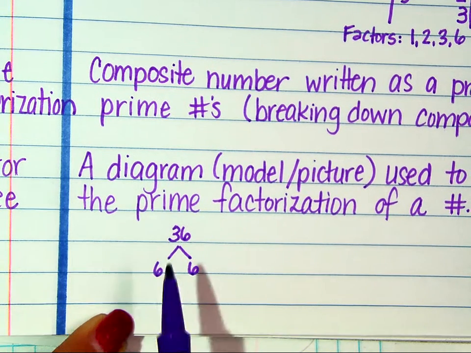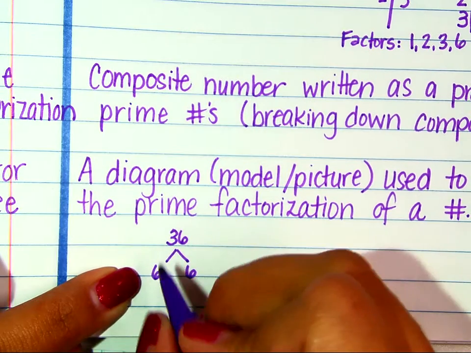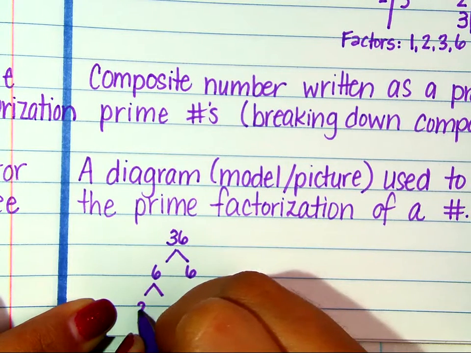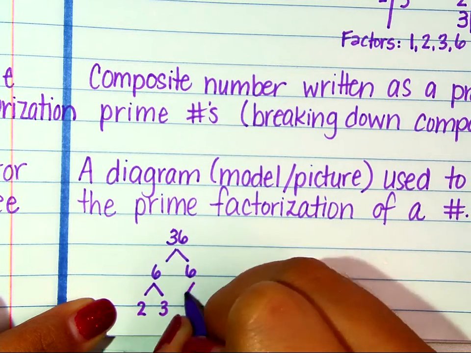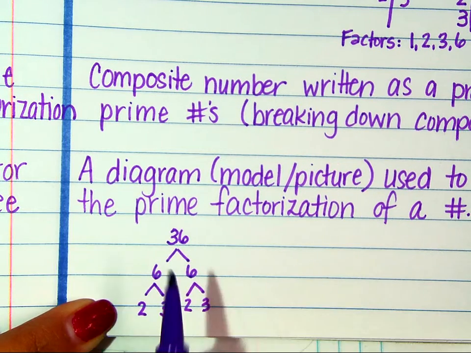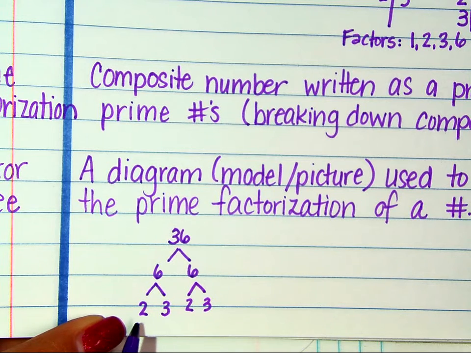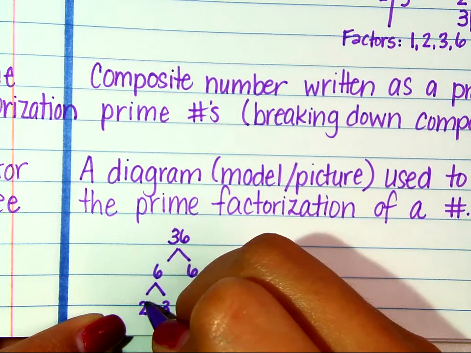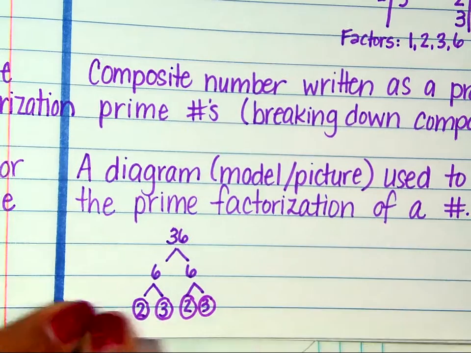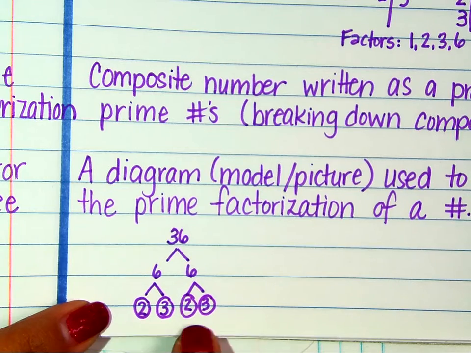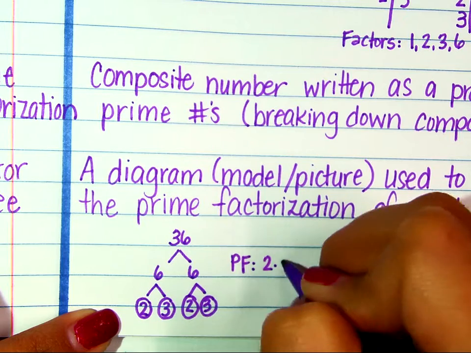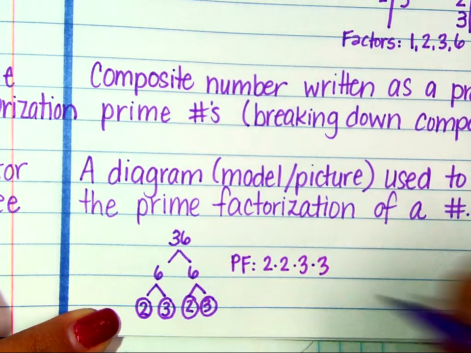So 6 is not a prime number, so we can break it down some more. 2 times 3. Here it is again, 2 times 3. You don't want to have a 1. I won't break 2 down anymore because the only factors I have are 1 and 2. So because it's a prime number now, I'm going to circle that. And my prime factorization for 36 would be 2 times 2 times 3 times 3. Now this is what we wrote in 5th grade.